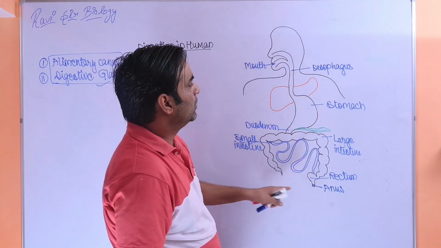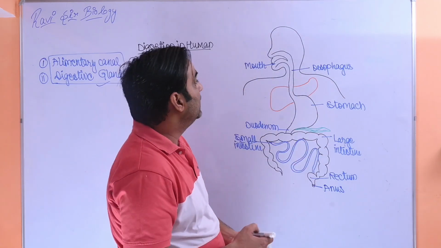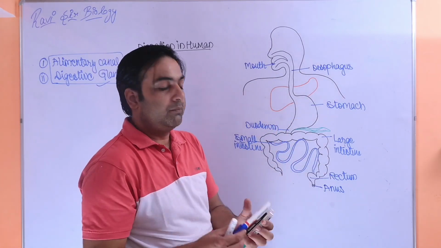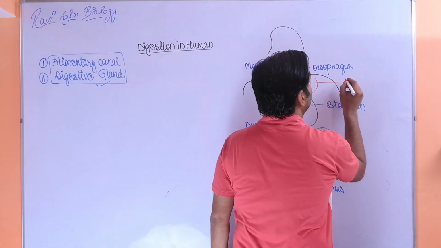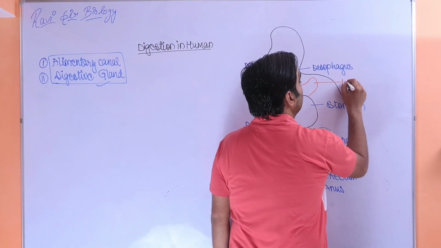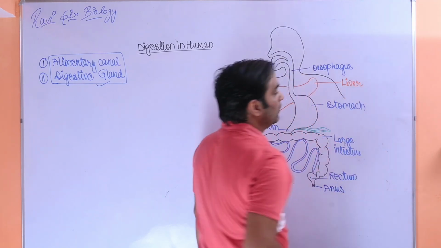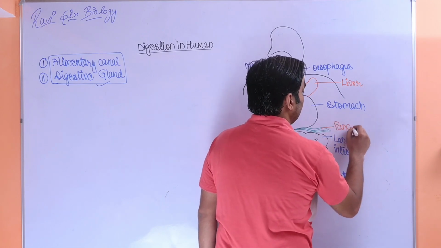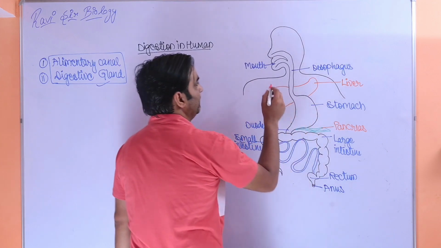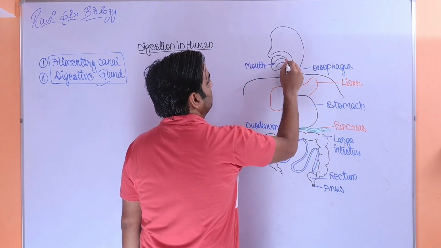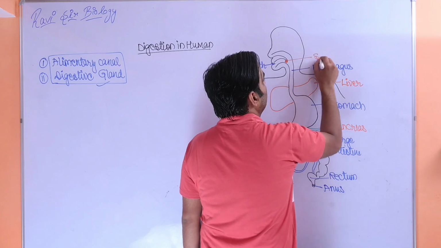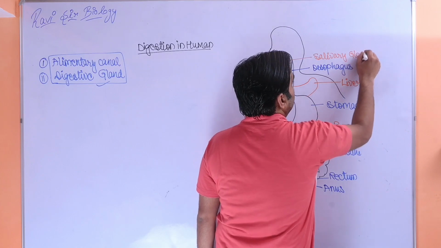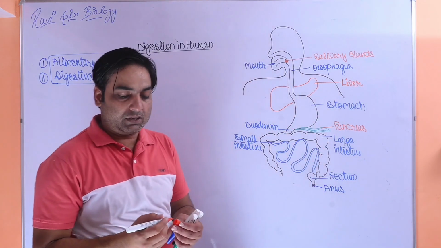So this is the complete structure of the human digestive system, made up of the alimentary canal. The alimentary canal labeling is made with blue color. This red color labeling is of the glands. The liver is the largest gland of the human body. This is the pancreas. Another gland is there in the mouth cavity, which is called the parotid gland, and for your convenience I can write salivary gland. So these are the associated glands for human digestion.